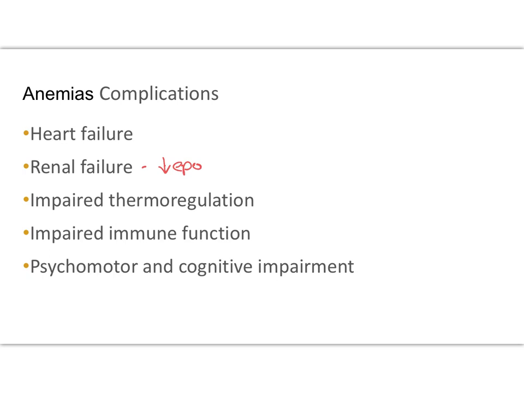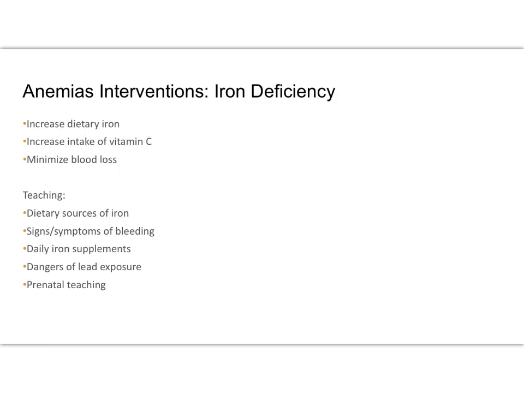Start to see changes with temperature regulation because of that vasoconstriction to compensate shutting down. May have an issue with immune function. If somebody has an infection, they're going to need increased oxygen supply, and if I'm anemic, it's harder to provide that, right? And then we talked about how our LOC is a sign of, do I have good blood flow, good oxygen getting to my brain? Okay.